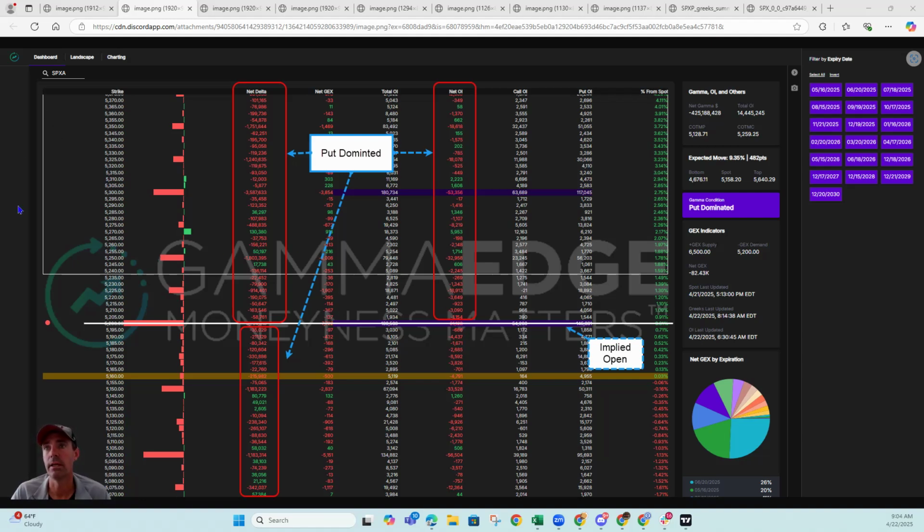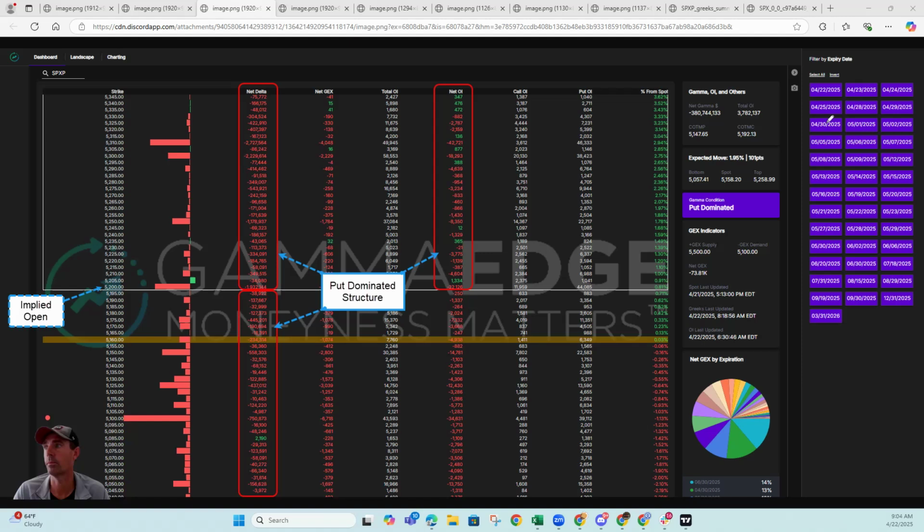So we move on to the SPXP. Obviously, these are shorter term expiries, dailies to weeklies to monthlies, so we like to look at this for our shorter term option structure. Again, put dominated is denoted over here by our gamma condition, and then indicating red negative net delta above and below spot price. Obviously implied open is 5,200 here, but we do see this expanded transition zone by this white box here, indicating extreme uncertainty and just an overall structure that is put dominated in a negative gamma environment.